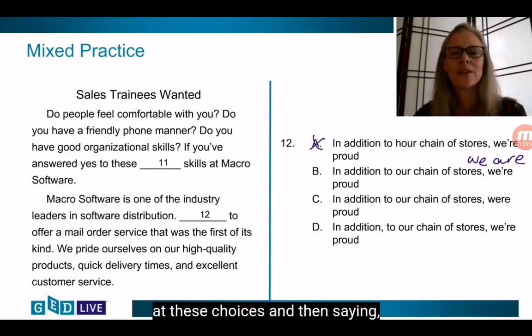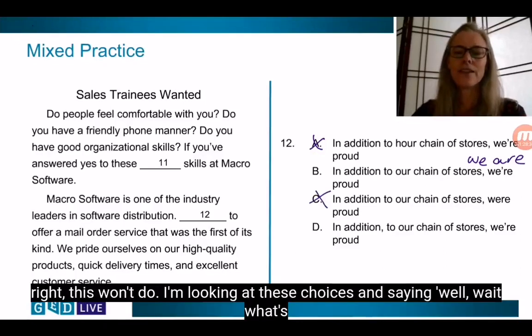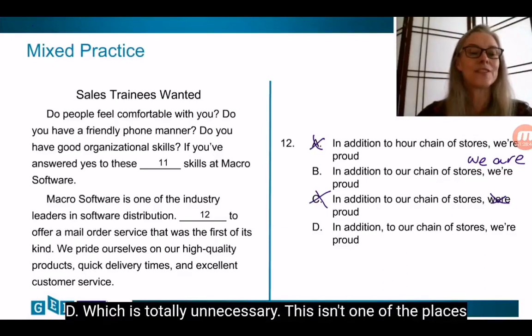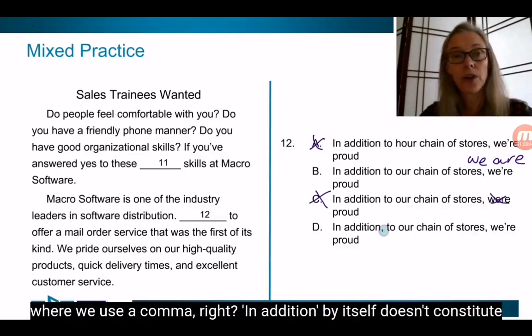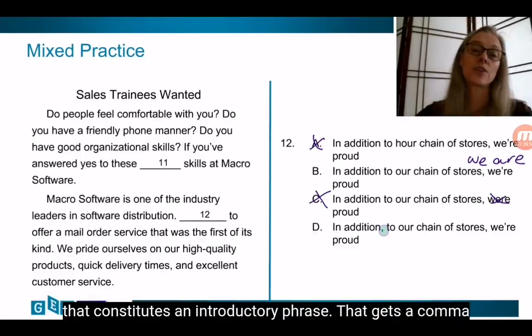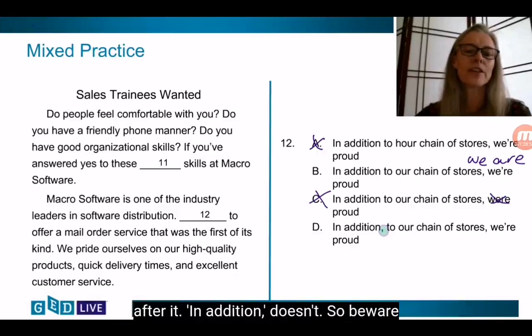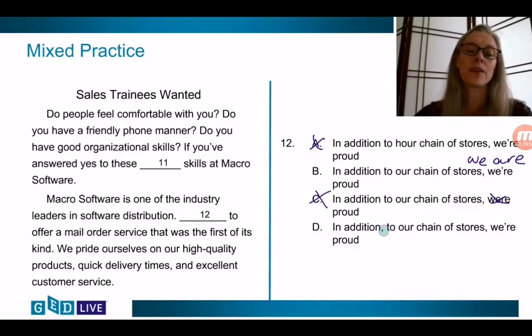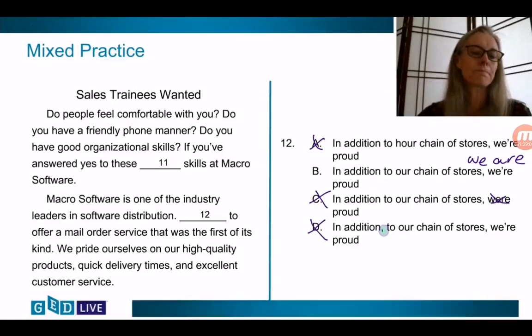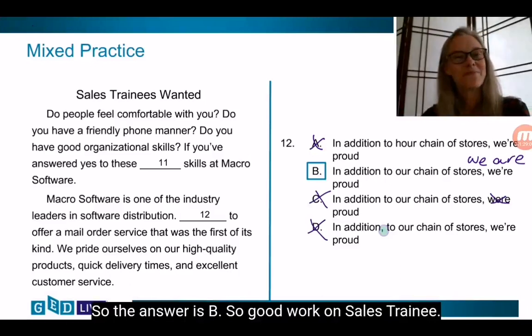And I'm looking at these choices and saying, well, wait, what's the other difference? There's another comma in answer choice D, which is totally unnecessary. This isn't one of the places where we use a comma. In addition, by itself, doesn't constitute an introductory phrase. In addition to our chain of stores, that constitutes an introductory phrase. That gets a comma after it. In addition doesn't. And so beware of the overuse of commas. That can happen pretty commonly. So the answer is B.